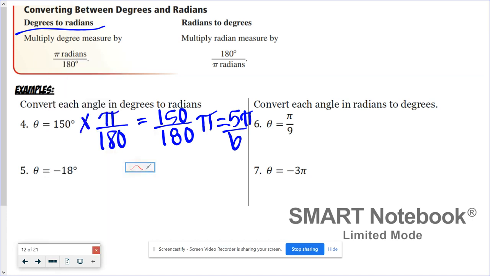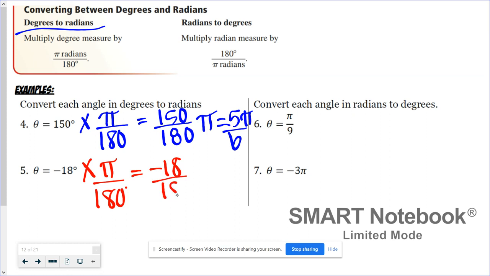When we're given degrees, we simply multiply the degrees by pi over 180, because you want those degrees to cancel out, degrees on top with the degrees on the bottom. And then we just want to simplify the fraction that remains. So negative 18 over 180 pi. I can reduce that, and I'm going to get negative 1 over 10. So we're looking at negative 1 pi over 10.